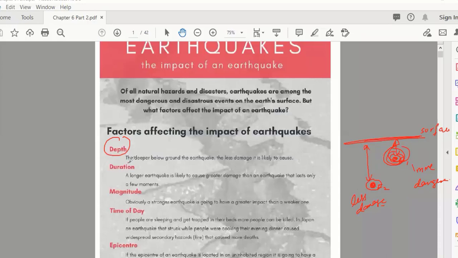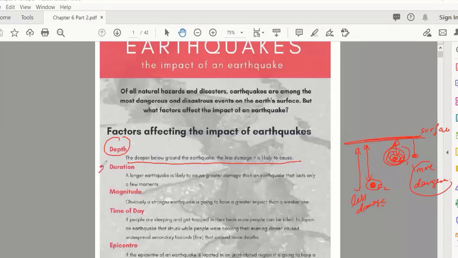So you can see here, the deeper below ground the earthquake, the less damage it is likely to cause. Once again, if it is near the surface of the earth, it is more dangerous. If it is deeper under the ground, it is less dangerous.